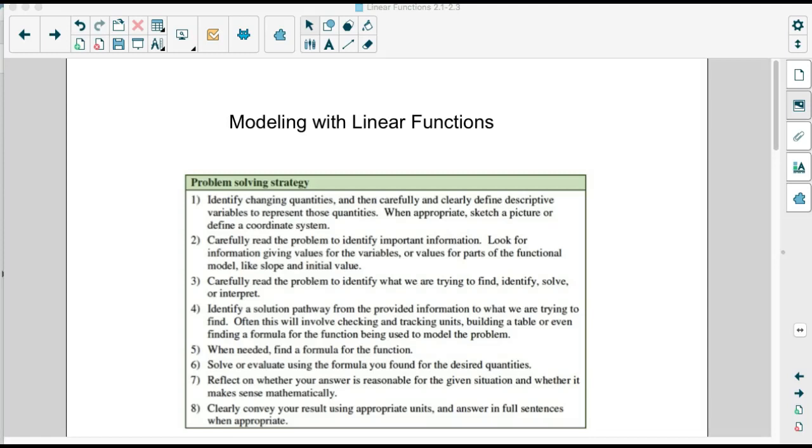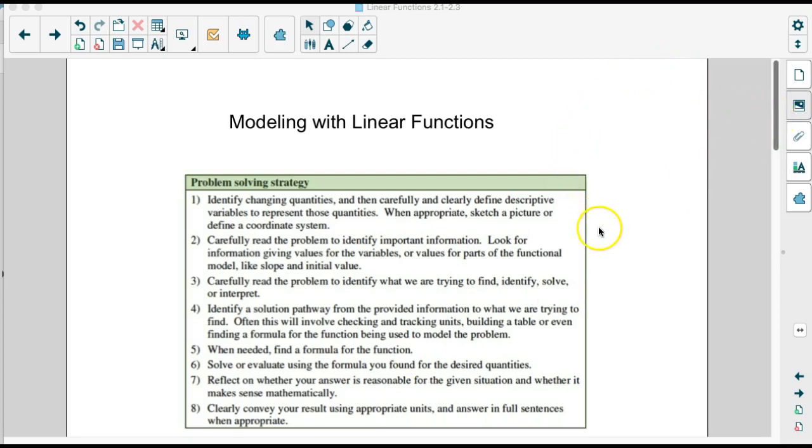Hello, and in this video we're going to be dealing with the modeling with linear functions section. So basically we're going to be giving you problems that you could find in the real world, or that are simplified problems from the real world, and they're going to ask you to solve them using a line prediction method.